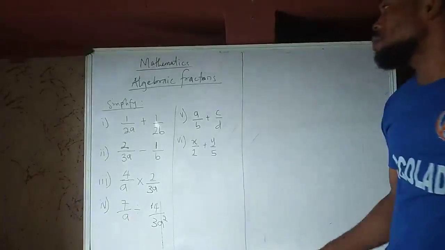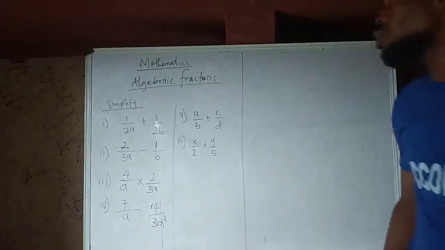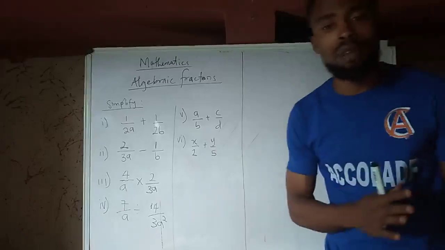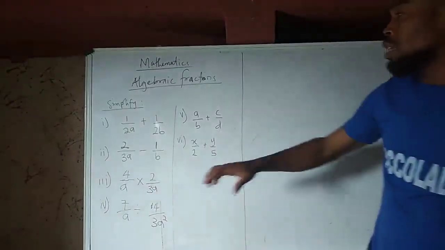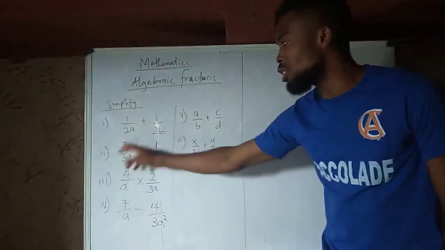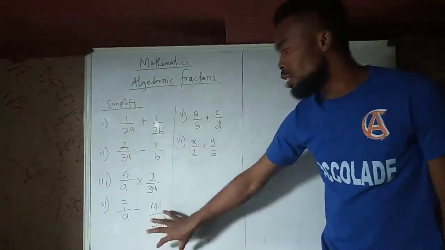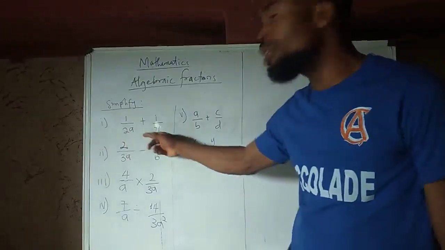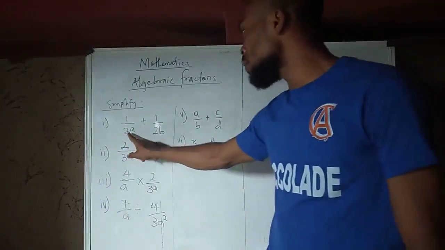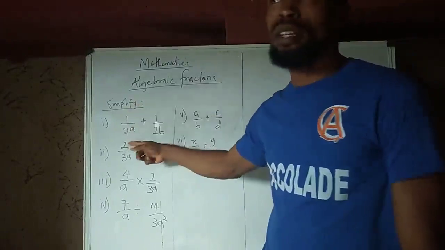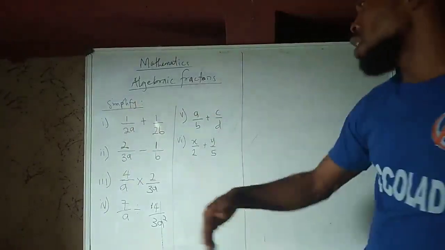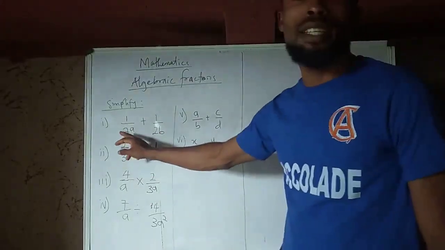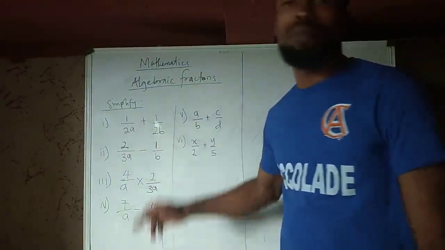Okay, guys, we are here to solve some more problems on algebraic fractions. If you notice the previous examples we did, the denominators were just whole numbers. But in this particular question, I decided to make the algebra the denominators. As you can see, instead of having, let's say, 2a over something, 2b over something, we are simply solving algebraic fractions where the denominators are algebra.